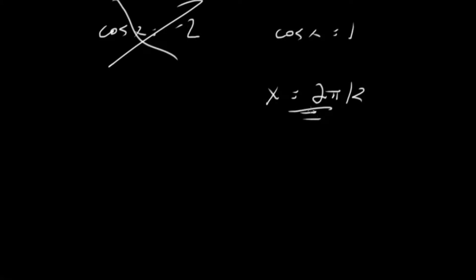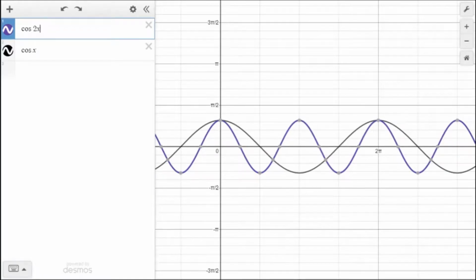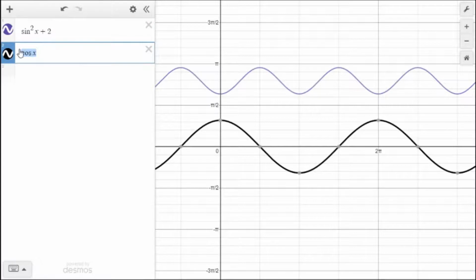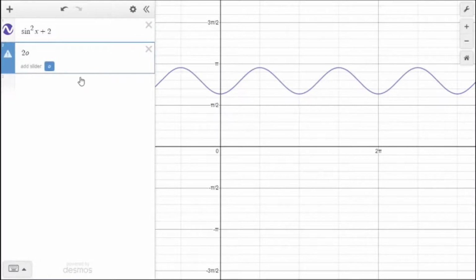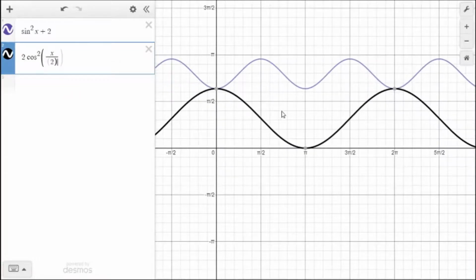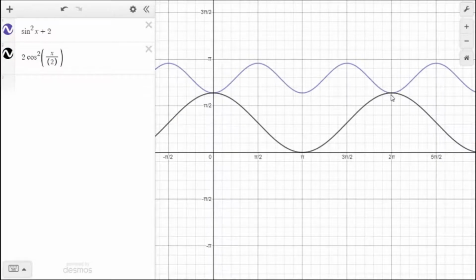Let's look at a graph of it. All right, so let's pull up Desmos. This is the previous problem. Let's go ahead and get rid of that. We want sine squared x plus 2, and we want on the right hand side 2 cosine squared x divided by 2. All right, so look at that. They are meeting at every 2 pi. There we go. Our solution's correct. And it's a little pretty picture for you. Cool. All right. That's number 2.